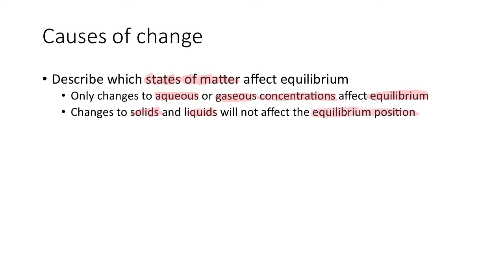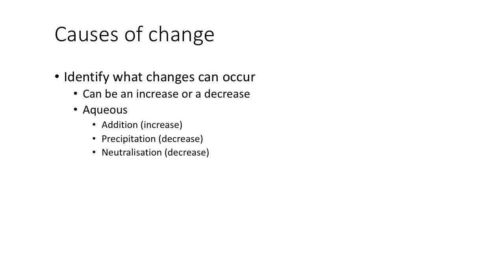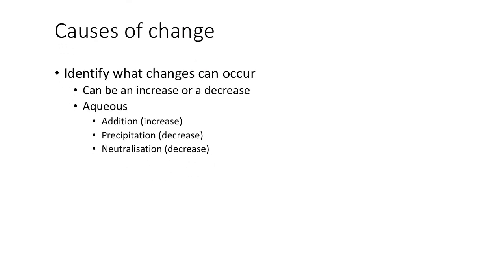However, aqueous and gaseous ones will. And that's the reason why in your equilibrium constant and your reaction quotient, you only have concentrations of aqueous and gaseous things, and you don't have solids and liquids inside those equations. All right, so what can cause a change? So the idea is that you can either increase or decrease the amount of one of the substances in that equilibrium system. All right, you can increase it or decrease it.